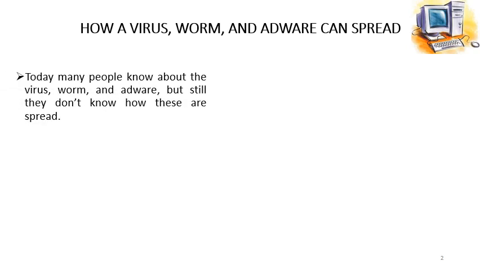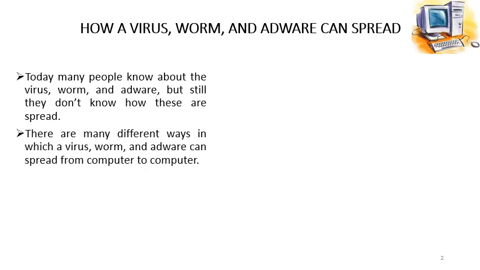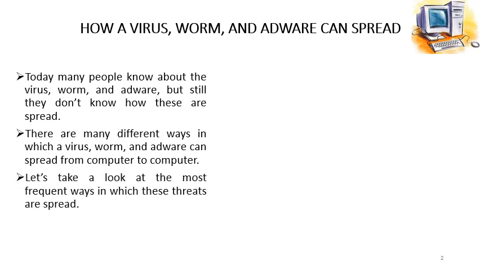Today many people know about the virus, worm and adware, but still they don't know how these are spread. There are many different ways in which a virus, worm and adware can spread from computer to computer. Let's take a look at the most frequent ways in which these threats are spread.